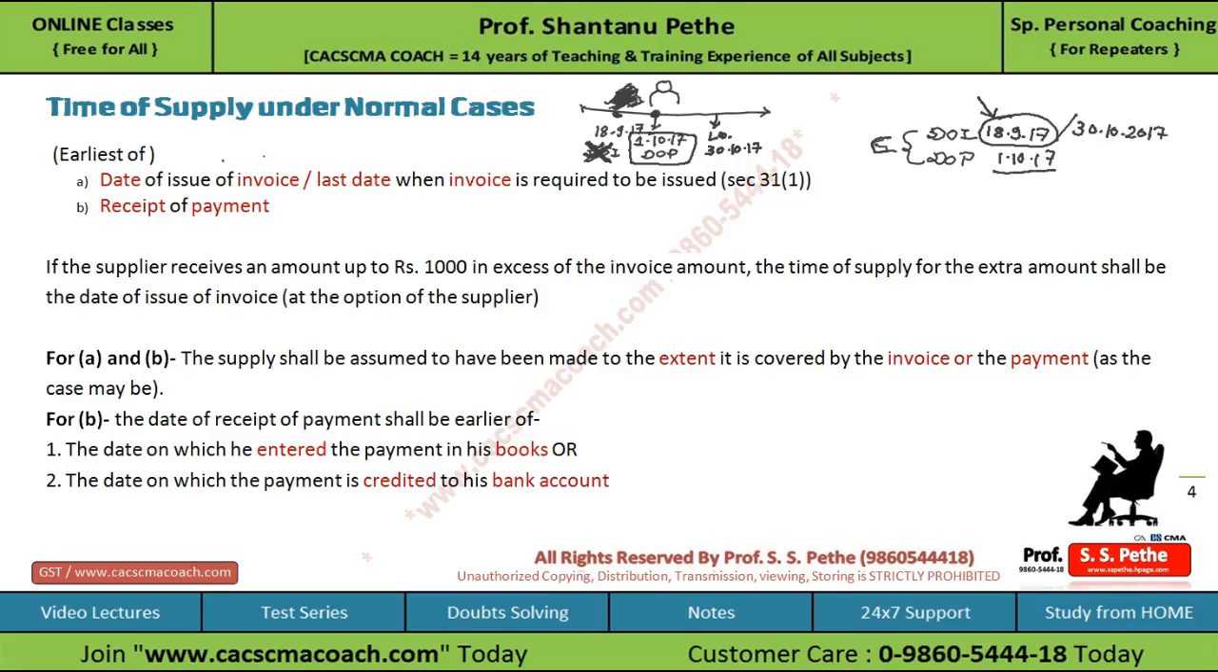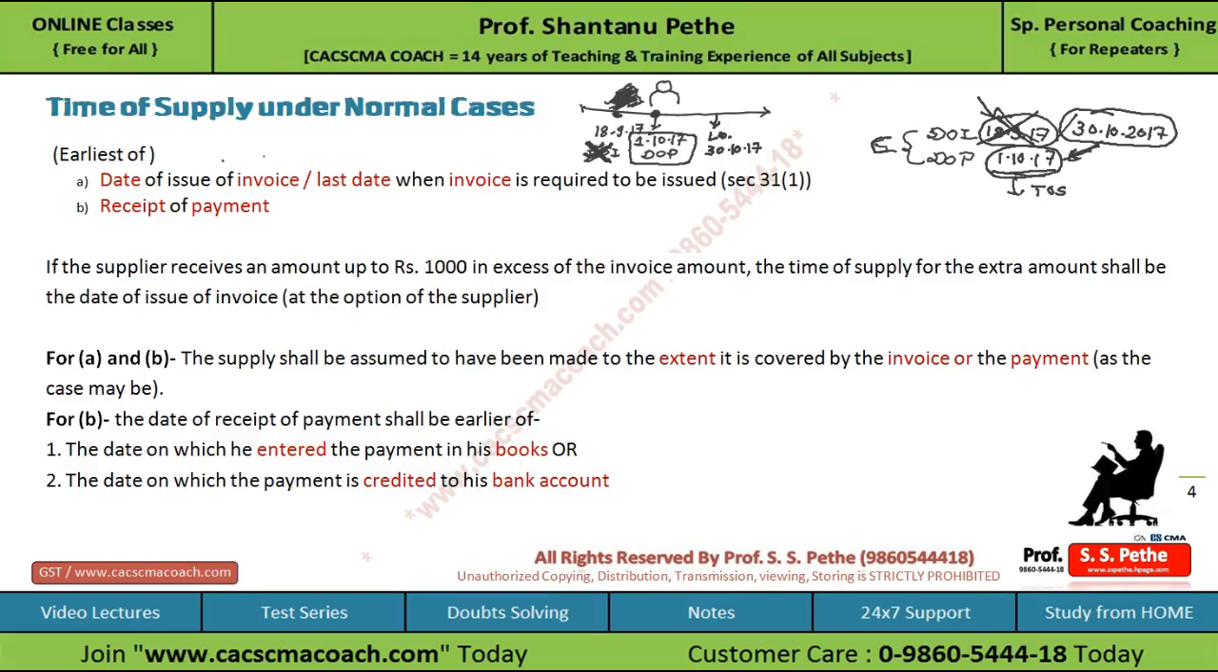So whichever is earlier. So in this case, if he has not issued the invoice or he has issued the invoice after the due date for issue of invoice, you have to check the last due date for issue of invoice for such supply and compare it with the date of payment. Whichever is earlier will be the time of supply of these goods. So in this case, the earlier is 1st of October 2017. So this will be the time of supply of goods.